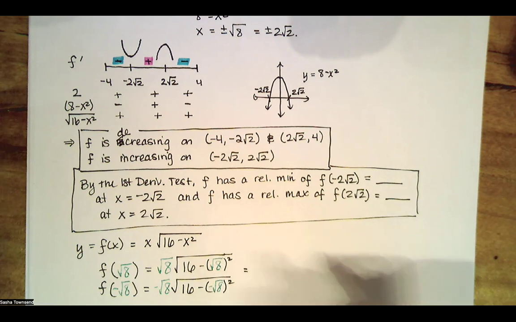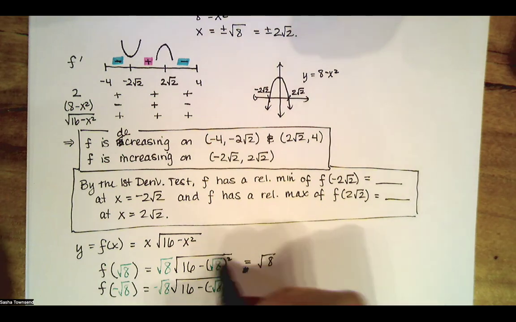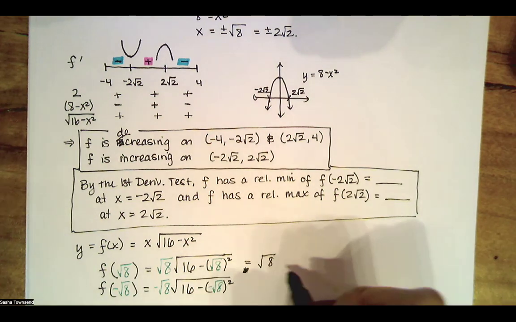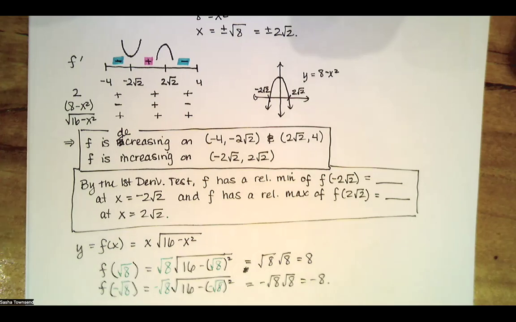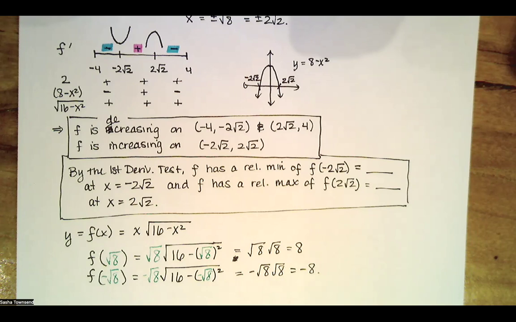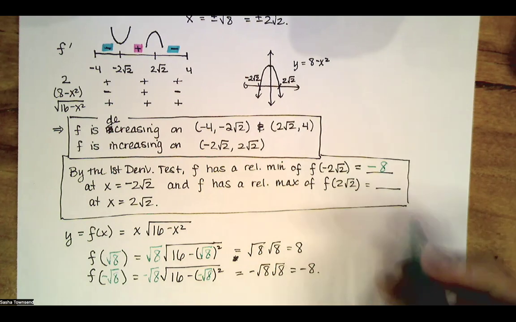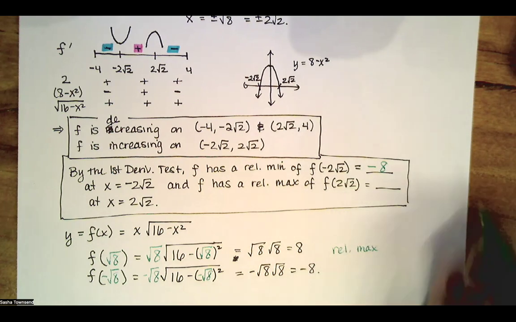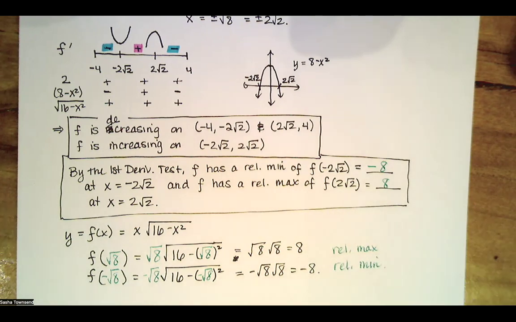And so we get square root of 8 here times, this is 8, 16 minus 8 is 8. So we get 8 for that value. And here we've got a negative square root of 8 times square root of 8, which is negative 8. So the relative minimum is negative 8, and the relative maximum is positive 8. And it's obvious that when we plug in x equals 0, we get 0. So I don't know exactly what my function looks like.